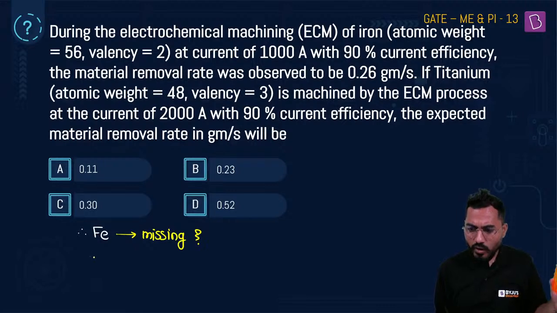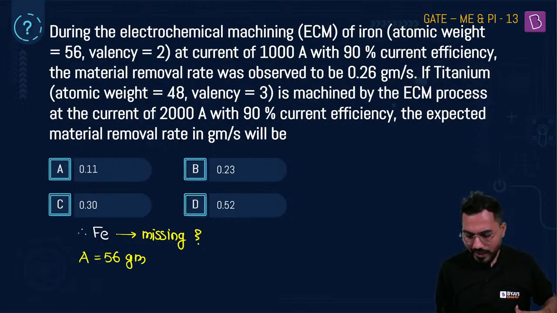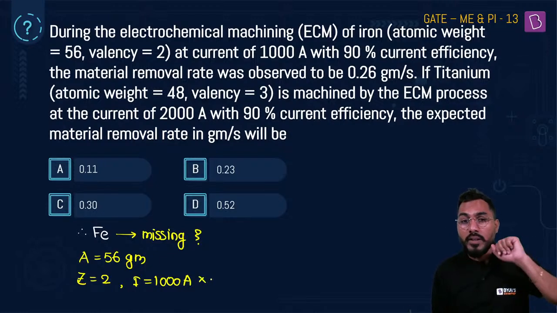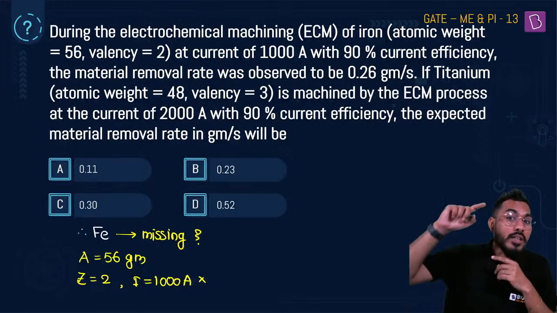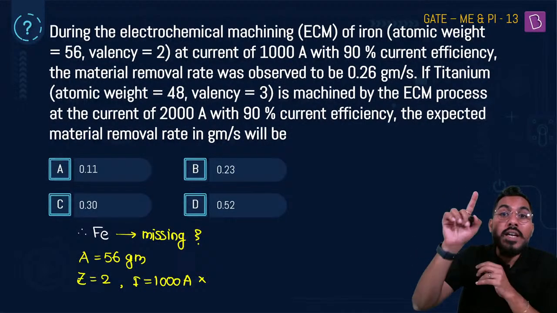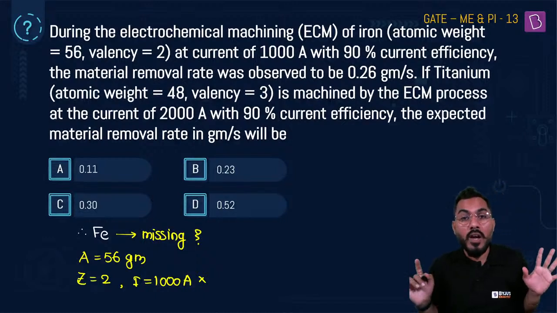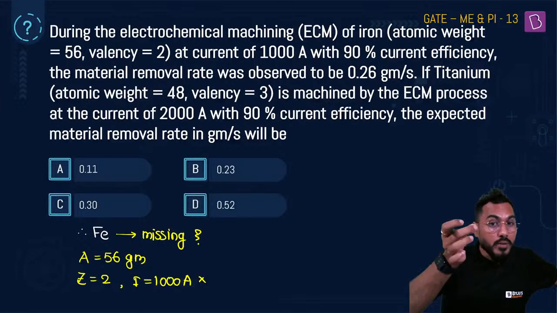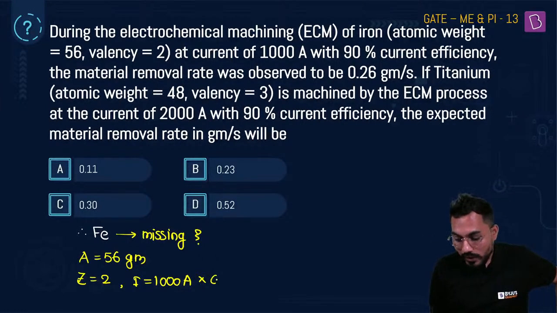So I'll say that, sir, for the ECM process, for Fe material, the gram atomic weight A is exactly equal to 56 gram. A stands for gram atomic weight. Valency Z is exactly equal to 2. The current I is 1000 ampere, but point to be understood with efficiency 90%. What is meant by 90% efficiency? The 90% efficiency means even if I'm supplying the current as 1000 ampere, out of that only 90% of the current is used in the system. If only 90% is used, I should also use the same current during calculation. So you multiply by 0.9.